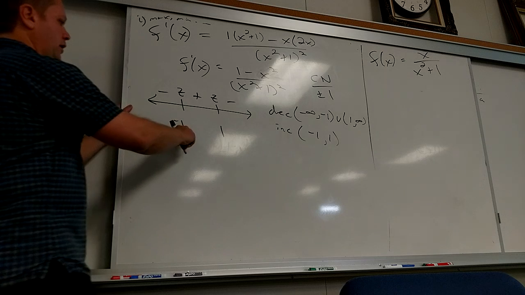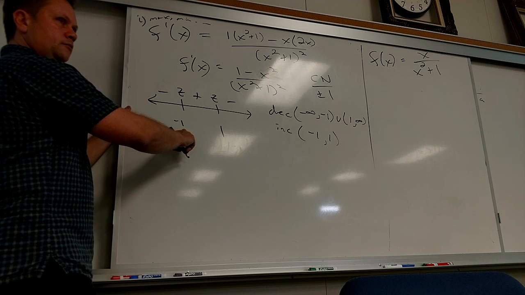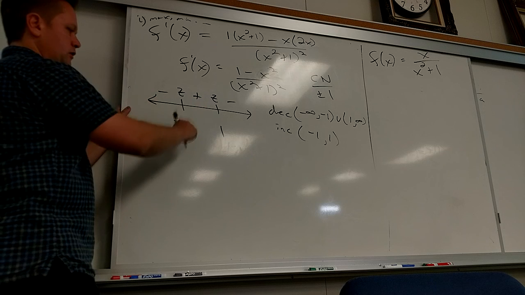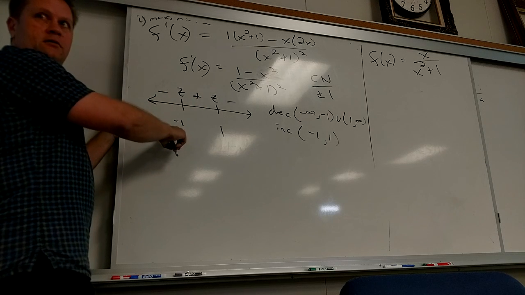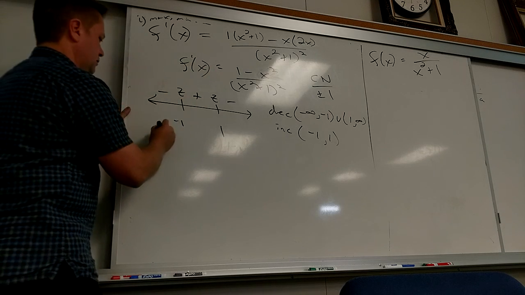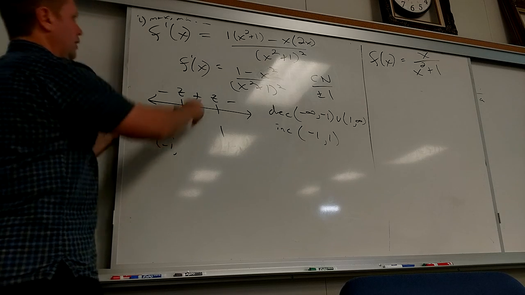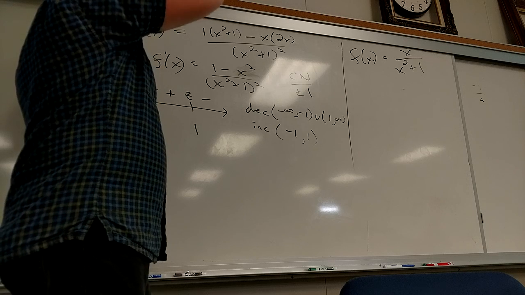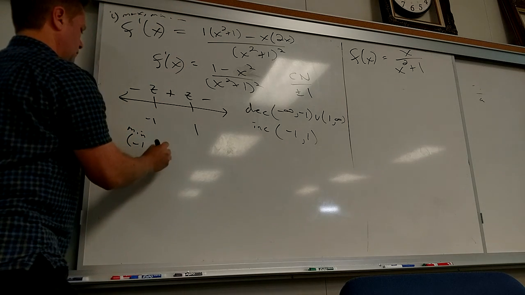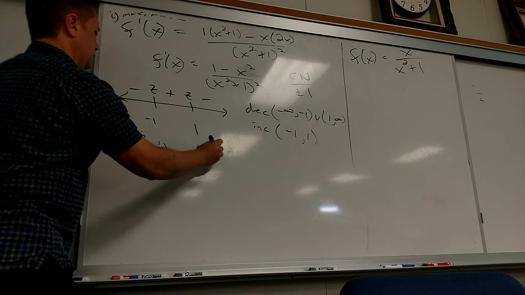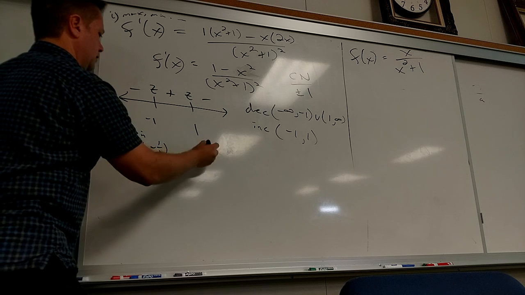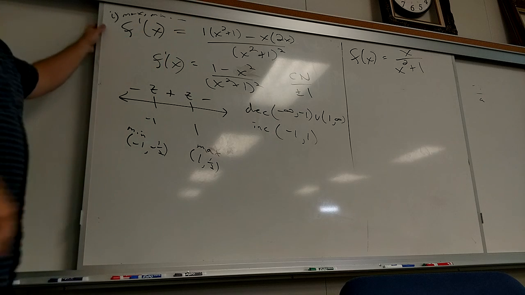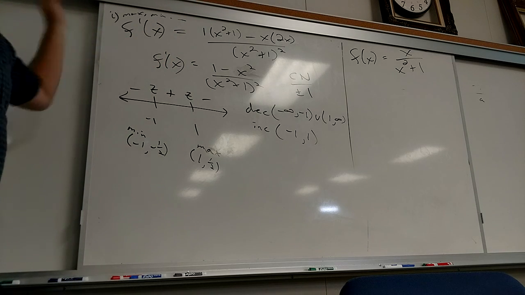It's got a what here? Goes down to it, up from it. So this would be a min. Down to it, up from it. So min at -1, -1/2. And a max at 1, +1/2, I believe. Yes. Okay.